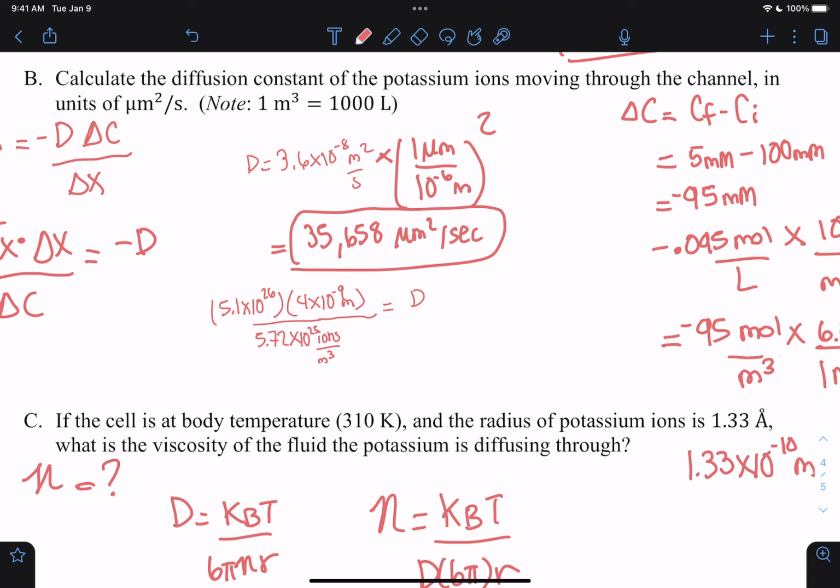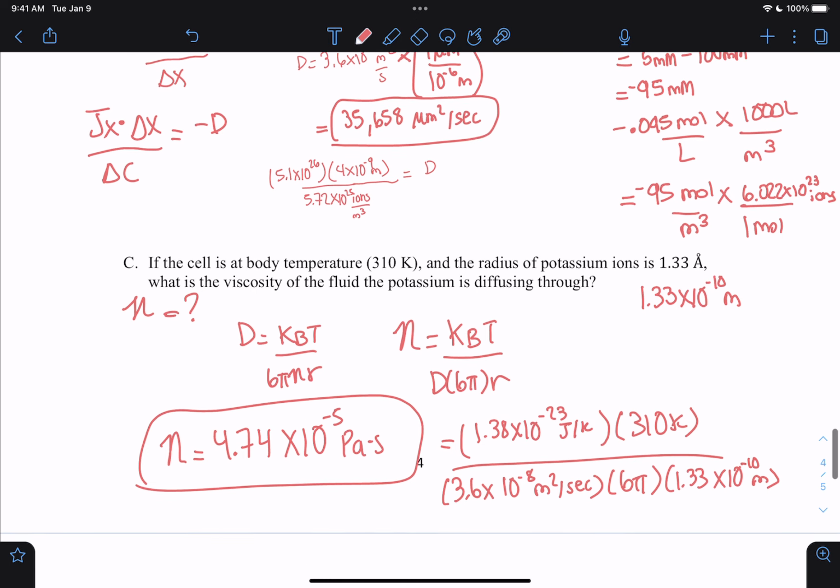That just might be a rounding issue, or maybe I plugged in something wrong somewhere. But if you got really close to that, you're fine, because I think what they have on the answer key is like 3.57 or 3.6. So we're both kind of off in a sense, but it really just depends on rounding. If you have all the right steps, then you're good to go. But you said you got 35,609? Yeah, then no, that's very, very close. So you're good.